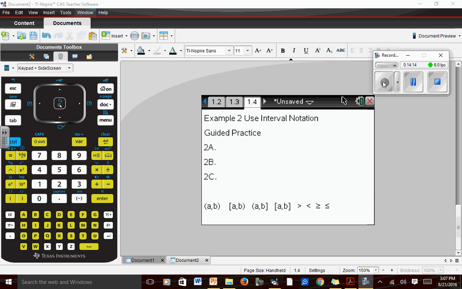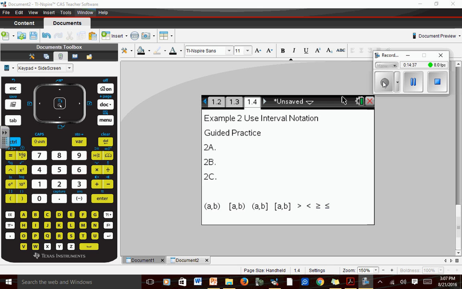So you look at the examples in example 2, and I think pretty quickly you can see you're just going to plunk the numbers in there with a comma between them, and then you have to decide whether you're going to use a bracket or a parenthesis, and just use the symbols there for greater than, less than, equal to to determine which one you're going to use. I think you'll pick up on that pretty quickly.